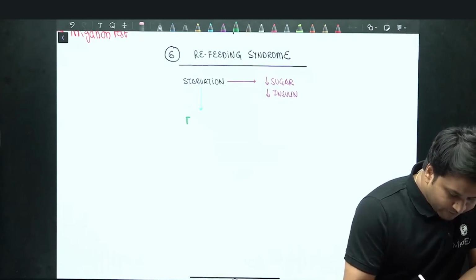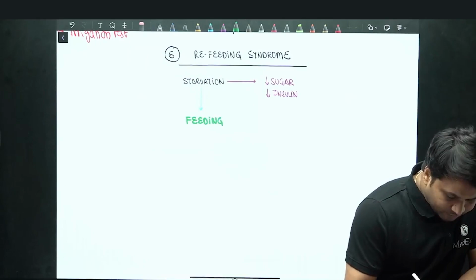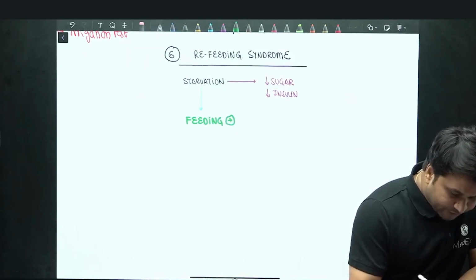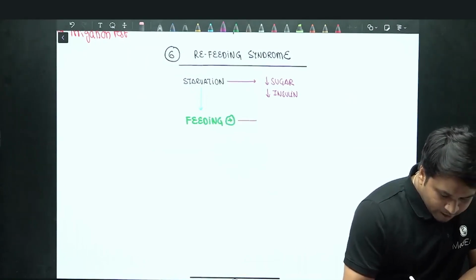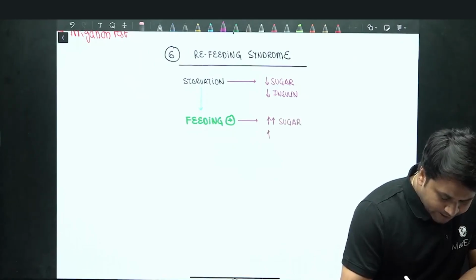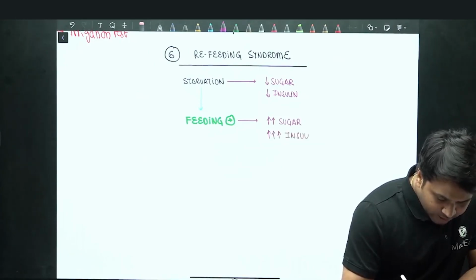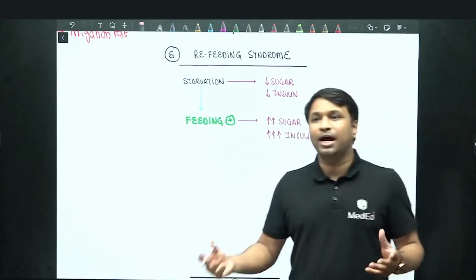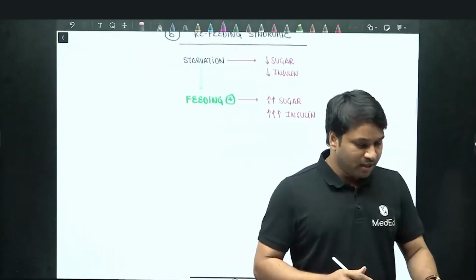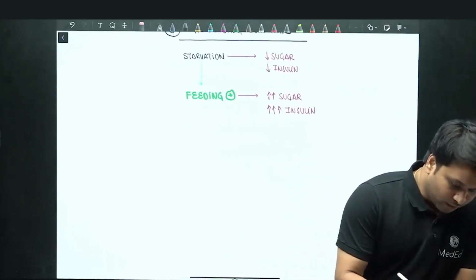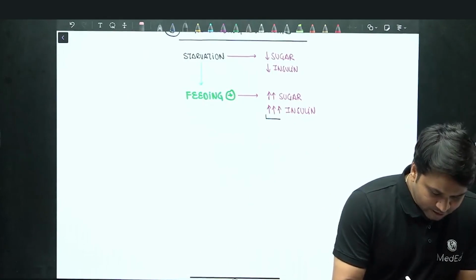So, he has now been fed. When the feeding kicks in, what is going to happen? There will be a sudden surge of sugar. Because of the sudden surge of sugar, there will be an excessive amount of insulin, or over insulin secretion. It is more like a hyperstimulus that the patient is getting. Now, what is going to happen if there is excessive insulin secretion?